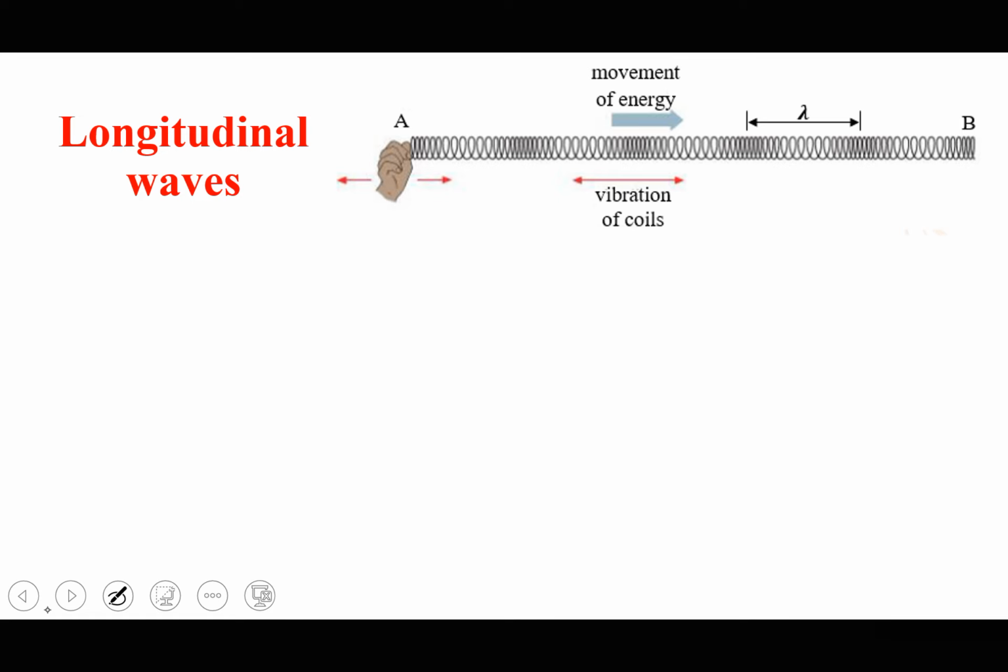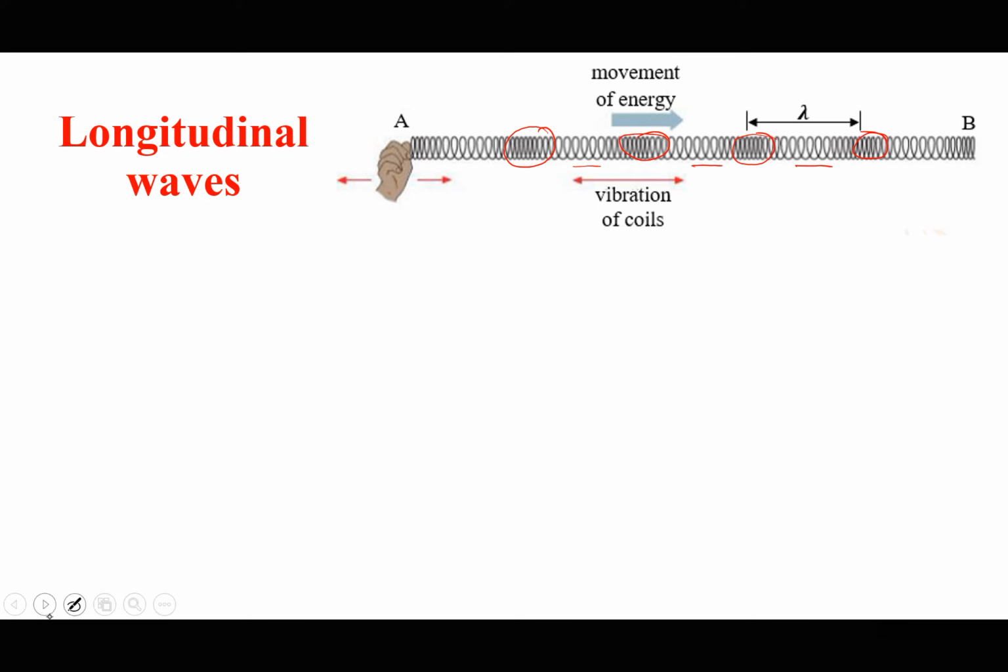Like I said, a helical spring can easily produce both transverse and longitudinal waves. In this picture here, I represented a longitudinal wave on a helical spring, where we notice that at some point the coils are very close to each other, and at some point the coils are far from each other. So the vibrations of the coil are going to be to the left and to the right, but we expect that the energy is moving towards the right hand side.